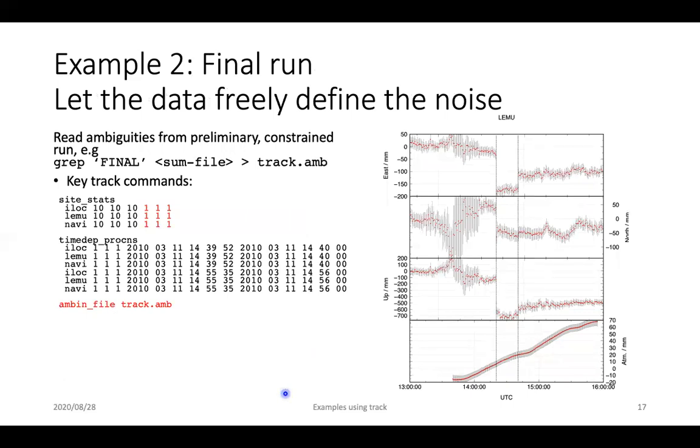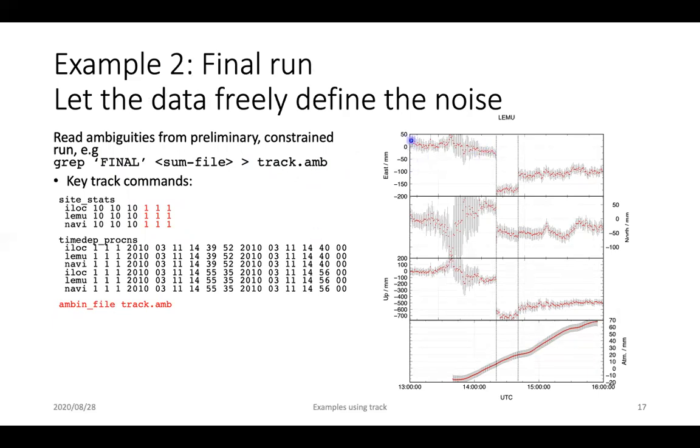So in the final run, what we do is we read out the final resolved ambiguity estimates into a file, any file name. You could call it track.amb. And now we are going to allow the sites to move at all times. So we completely loosen the sites, they are free to move, and we include the ambiguity file in the command file, or we can use that -a option in the track command line itself. And this is the resulting time series.